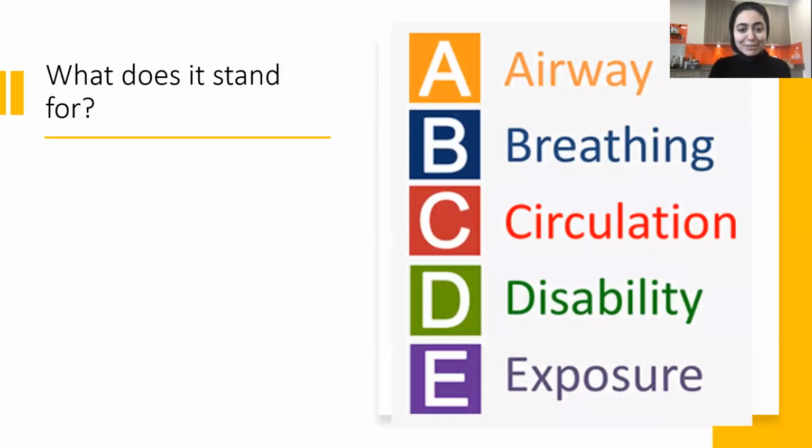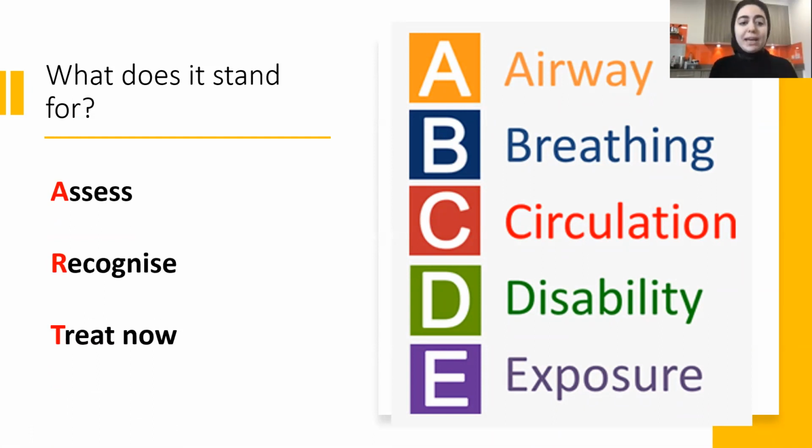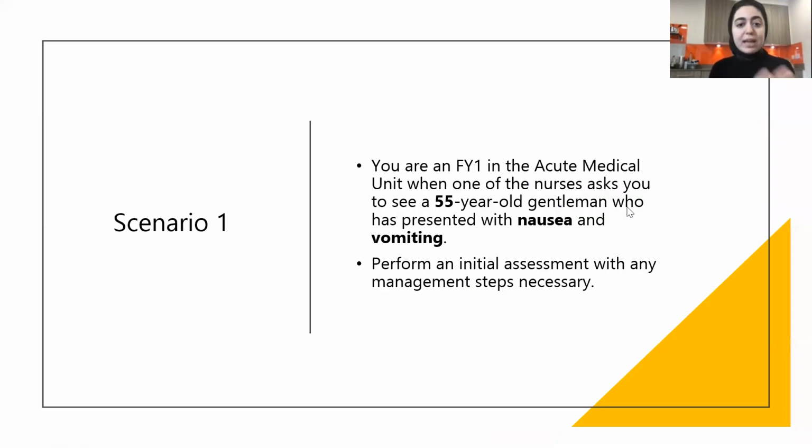The main point is that when we're examining each component, let's say, for example, airway, we go through assessment first, then we recognize if there are any abnormalities there, and then we treat the abnormalities as we see them. This will ensure that we treat each abnormality in order of importance before moving on to the next step.